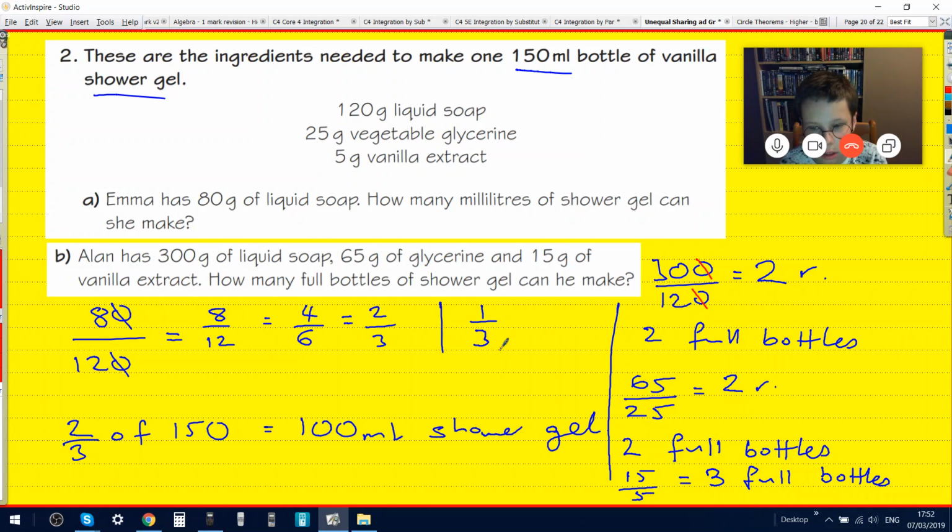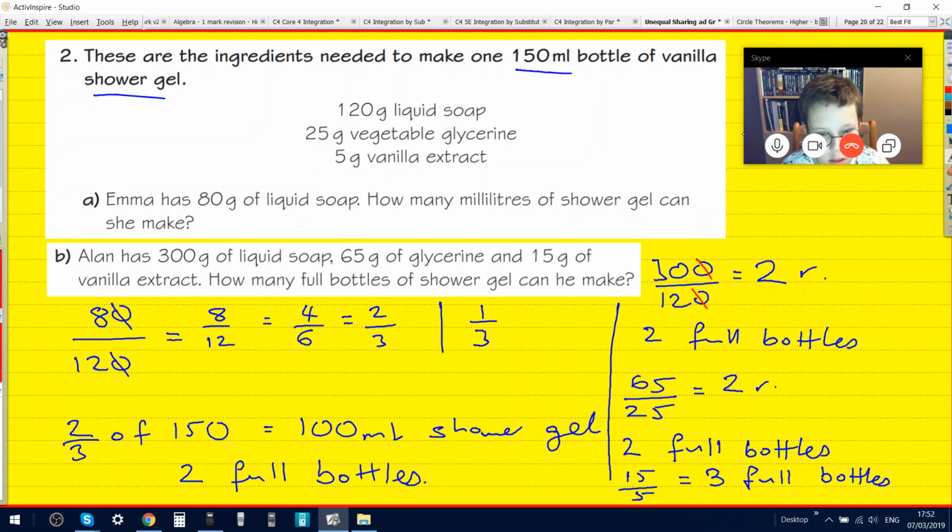Any idea which one? 3 bottles. So they don't have enough for 3 bottles with the other 2. So 2 bottles. And so the final answer would be 2 full bottles, because they have enough for 3 bottles with only one of the ingredients. So if even one ingredient had only enough for 1 bottle, then the final answer would just be 1 bottle.